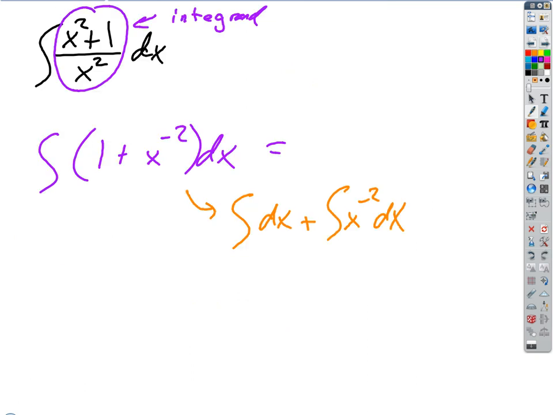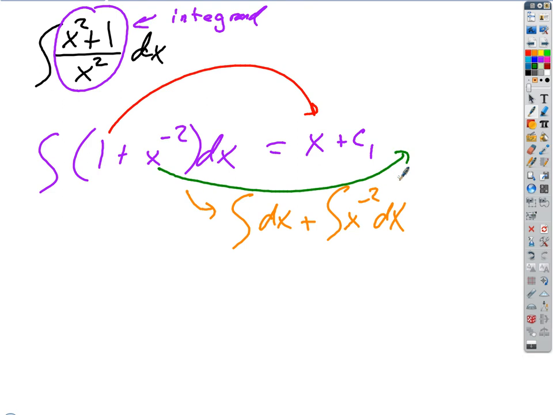So we get back from this term x plus c1, let's say, right? From this term, what are we going to get?